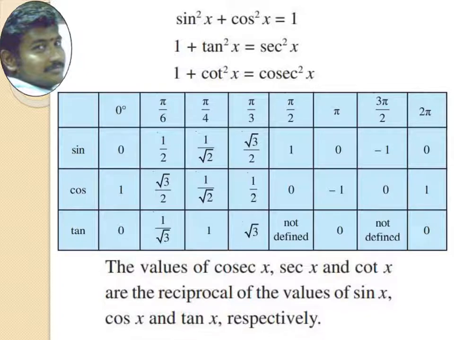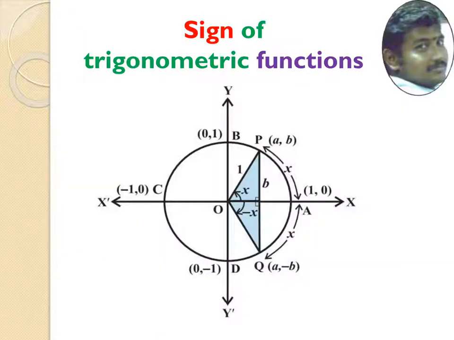We know that sin squared x plus cos squared x is equal to 1. In the same way, 1 plus tan squared x is equal to secant squared x, and 1 plus cot squared x is equal to cosecant squared x. Based on the radians 0, pi by 6, pi by 4, pi by 3, pi by 2, pi, 3 pi by 2, 2 pi, the values are given. Then the signs of trigonometric functions.